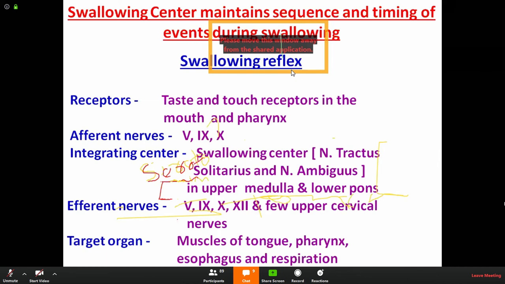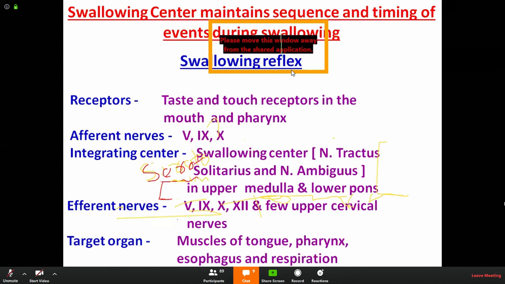So I will repeat it again. The receptors are the touch receptors and the taste receptors present in the mouth and pharynx. The afferent nerve takes the signal to the swallowing center. The nerves involved are the 5th, 9th, and 10th cranial nerves.